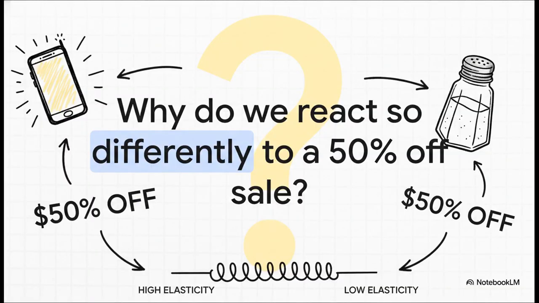So let's start with this. A brand new phone is suddenly 50% off. You're probably dropping everything and running to the store, right? But what if table salt was 50% off? You'd probably never even know. So what's the deal? Why this huge difference in how we react? That's the puzzle we're going to solve.